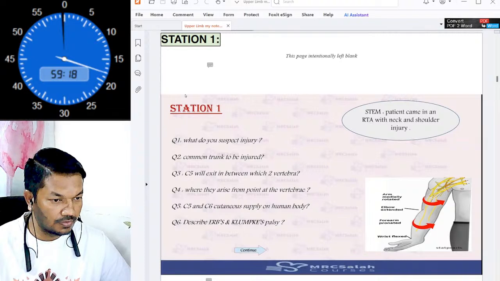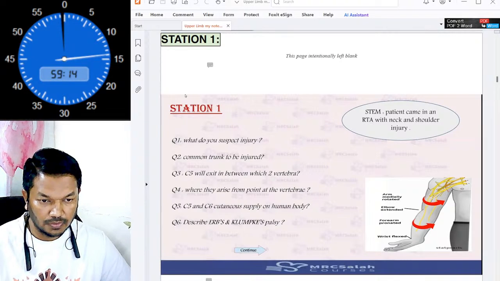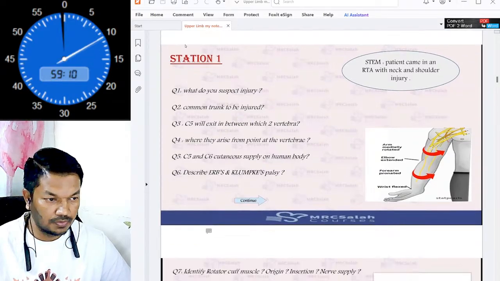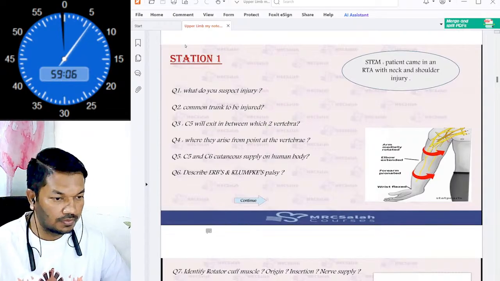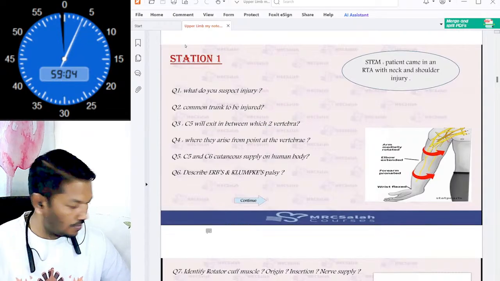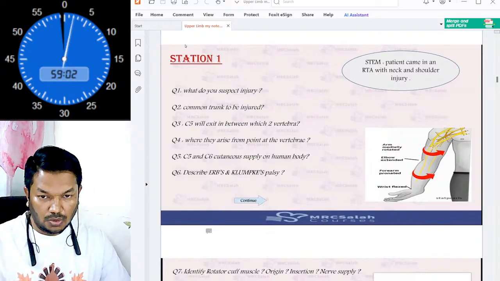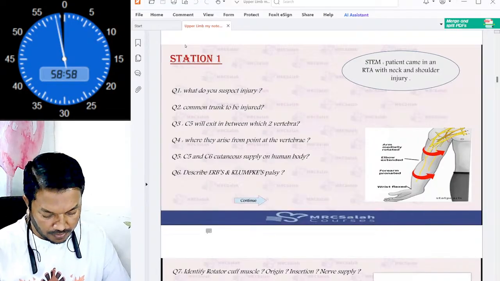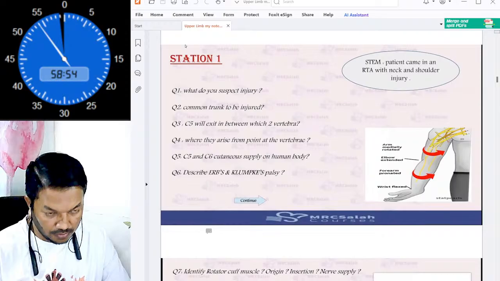Okay, this is the patient. This is not the full stem, just neck and shoulder injuries. So actually, in this hospital, the injuries here are upper trunk injuries. Common trunk is the upper trunk.